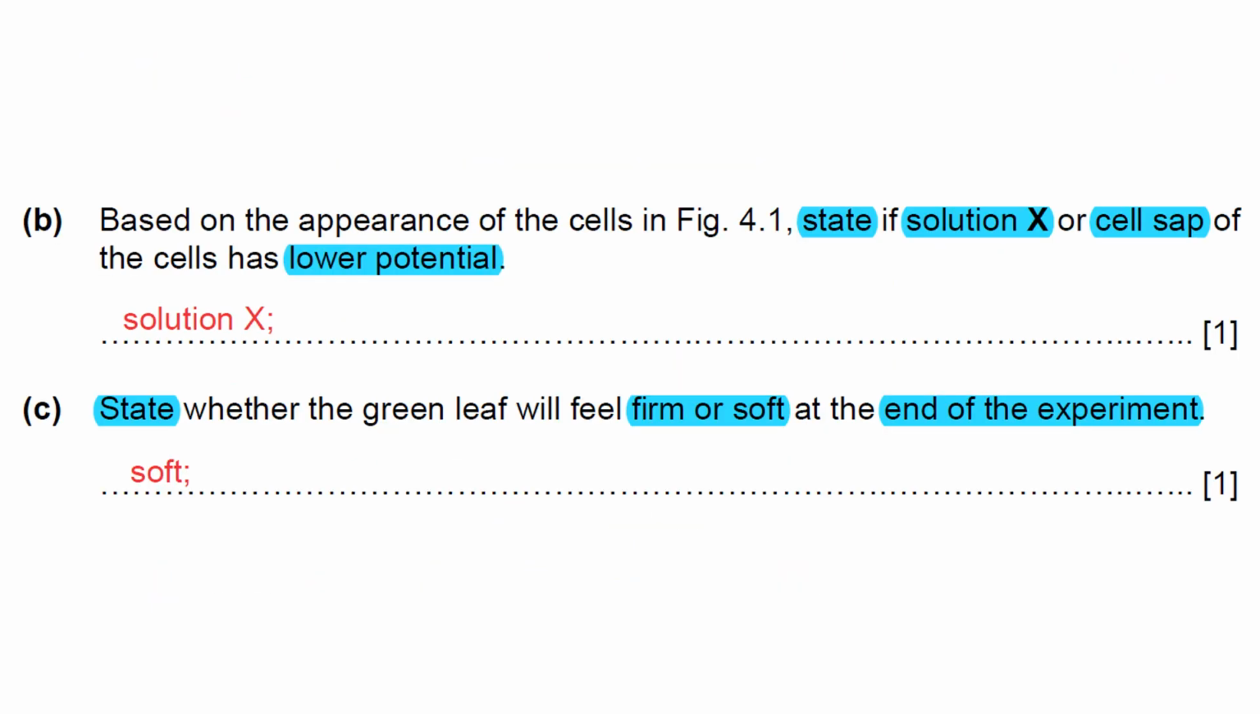For part B and part C, the cell is already plasmolysed, so it has lost water into solution X, which means solution X has lower water potential. And finally, because the cells have lost water, the final leaf will be soft and not hard. Alright, so this is my debrief for this paper.